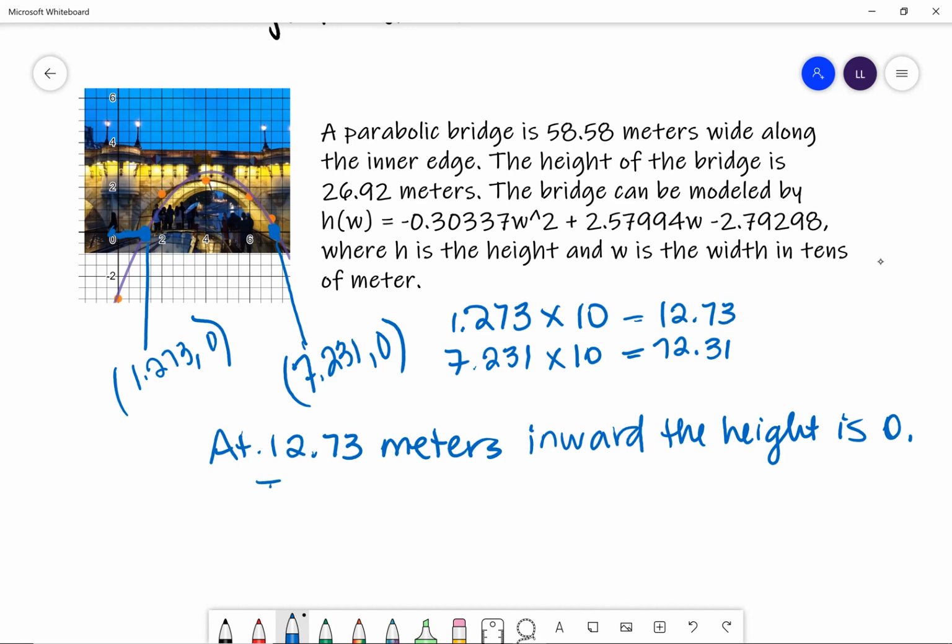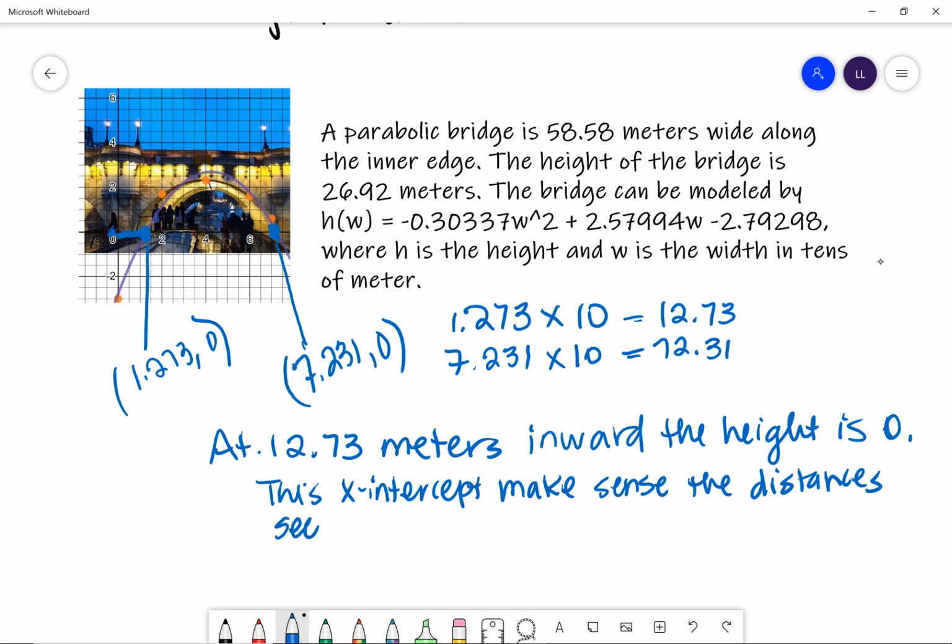So this x-intercept doesn't make a lot of sense because the distance seems unlikely because it's too long. If you think about the width of those things, I don't know what to call it, but if you think about the width of this right here, I mean, could it be 12 meters? I don't know. I don't think so though.